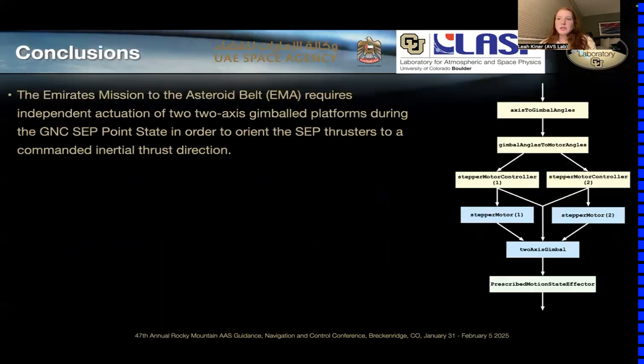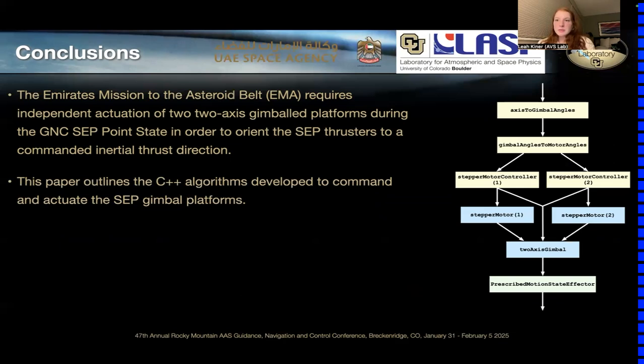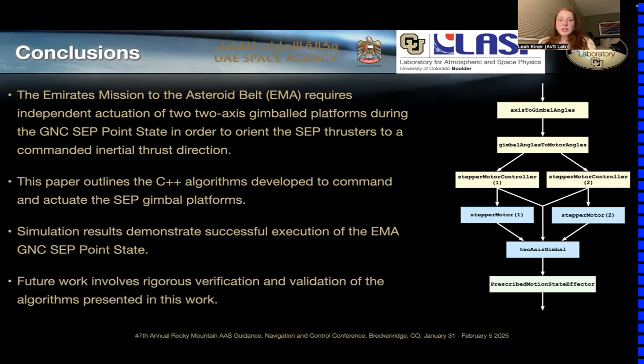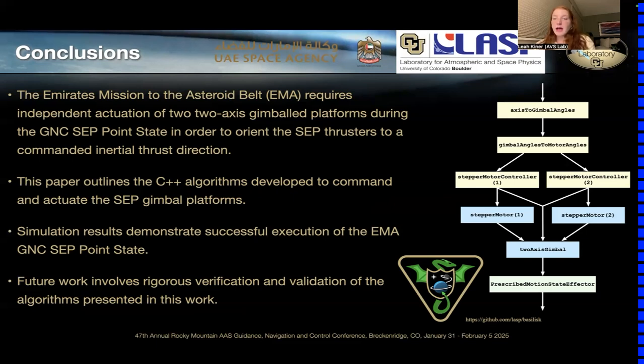So finally, in conclusion, the Emirates mission to the asteroid belt requires independent actuation of 2 two-axis gimbal platforms during the GNC set point state in order to orient the SEP thrusters to a commanded inertial thrust direction. This paper outlines the C++ algorithms developed to command and actuate the SEP gimbal platforms, and the simulation results demonstrate successful execution of the EMA GNC set point state. And future work involves rigorous verification and validation of the algorithms that are presented in this work. And a significant portion of the code for these algorithms is available online at the LASP GitHub.